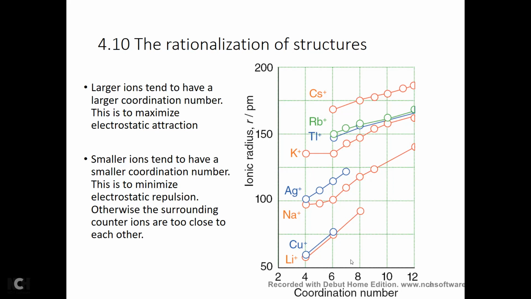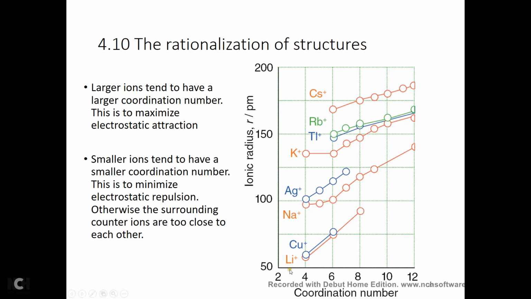Rule 2, smaller ions tend to have a smaller coordination number. Well, this is because this smaller ion is surrounded by counter ions. If the center ion is small, then the electrostatic repulsion between the surrounding counter ions is big. To minimize the repulsion, we need a smaller coordination number.